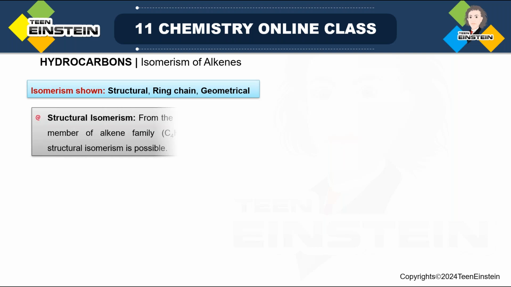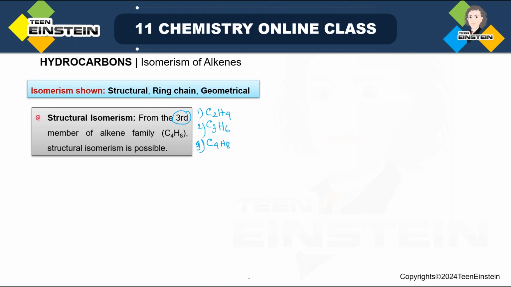Structural, the first one. So structural isomerism is possible only from the third member. Now the first member under alkene, you know, is C2H4. The second member is C3H6. The third member is C4H8. Because you cannot have a first member with one carbon, right? So C4H8 is the third member.